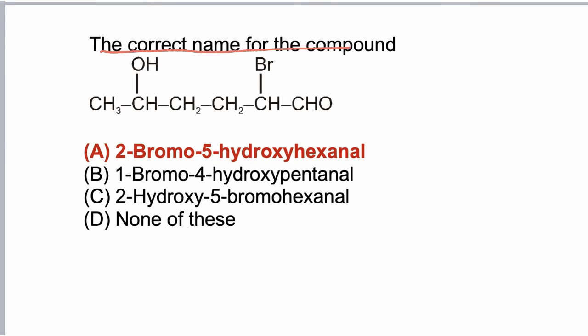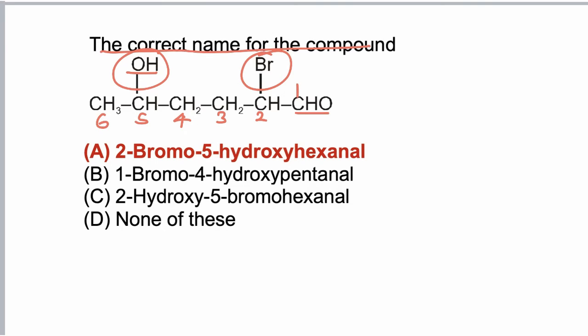The correct name of the given compound. So in this molecule, aldehyde and OH functional groups are both present, but aldehyde has higher priority over OH. So numbering should start from the aldehyde. So the main chain has 5, 6 carbons. At the second position, bromo is present, and at the fifth position, hydroxy is present. But according to alphabetical order, bromo should be written before hydroxy.